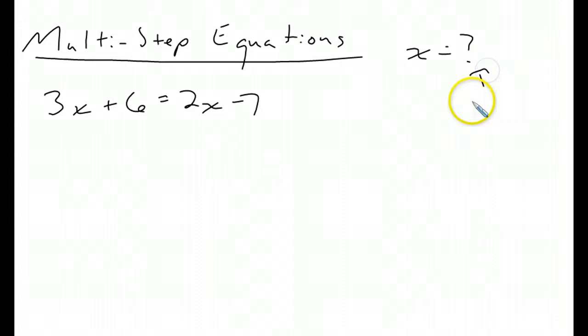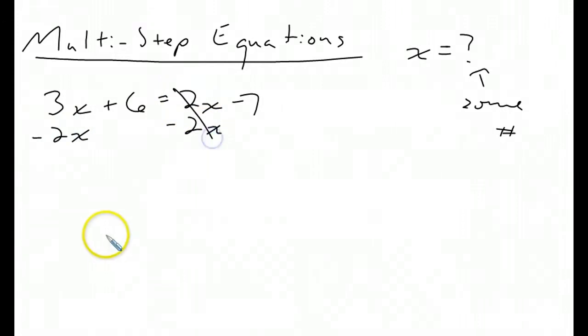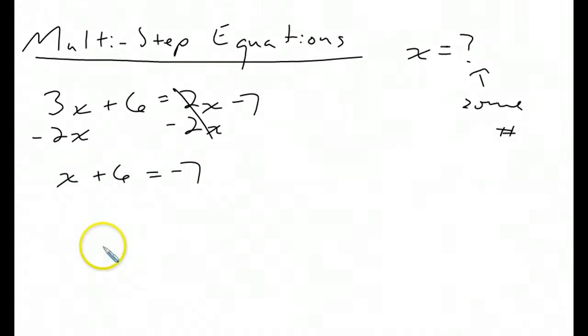This is just some number. Doesn't matter what it is, just some number. But I want x on one side and all my numbers on the other side. So I notice that I have some like terms. I have 3x and 2x, I have 6 and negative 7. But I want to get my x's together first. So in order to do that, just like I would move my numbers, I can subtract 2x from both sides so that I know 2x minus 2x is 0. So on this side I'm left with x plus 6 equals negative 7.